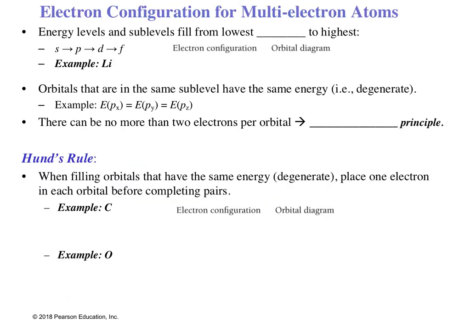So energy levels and sublevels fill from the lowest energy to the highest. So from n equals 1 to n equals 2 and so on, as well as s to p to d to f. So if we start with lithium, lithium is the third element, so it has 3 electrons. So its first electrons are going to be in the 1s. And we only have one s orbital, because m sub l for an s orbital has only one value. And there's 2 electrons that can fit in it.